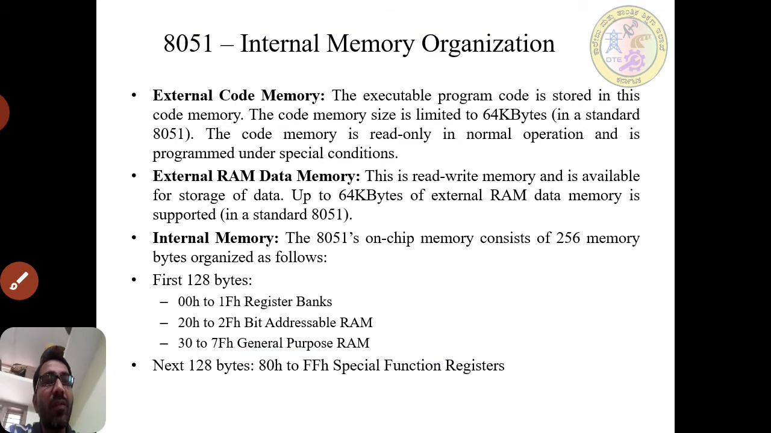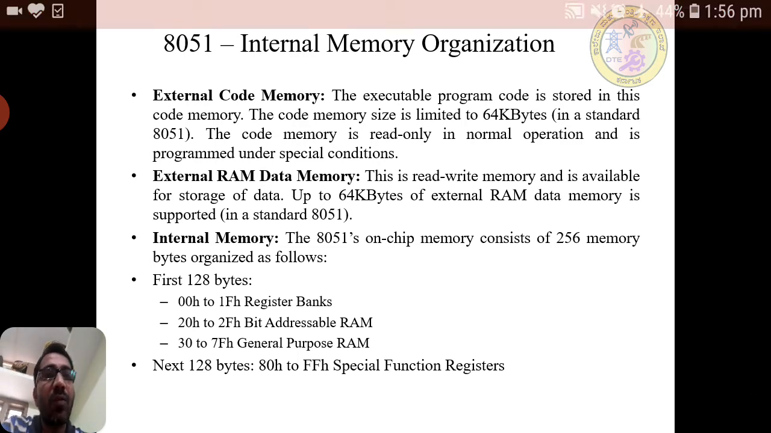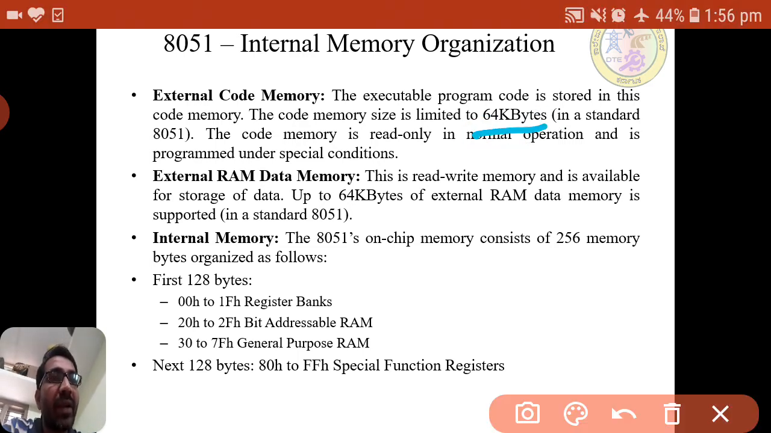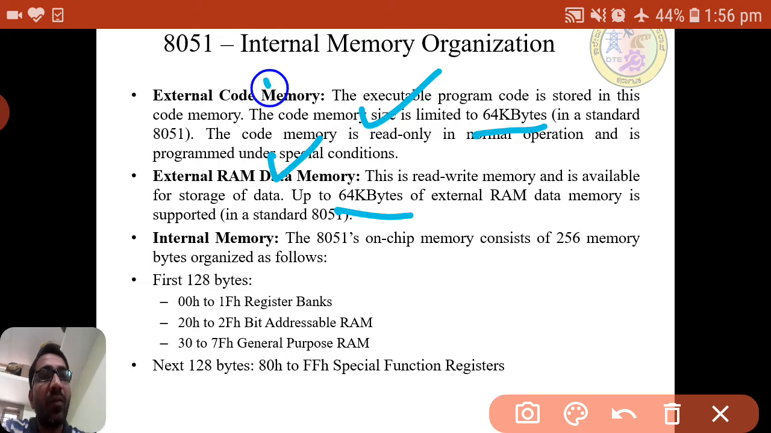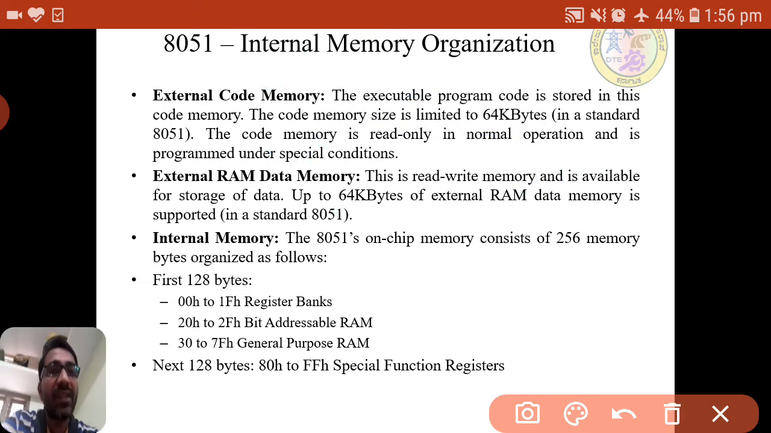Now, the internal memory organization consists of, as I said, external code memory. It supports 64K bytes of code memory and 64K bytes of external data memory, so both ICs it will support. That means we can either interface 64K code memory or we can interface a 64K RAM IC. For that, 16 address lines are required.